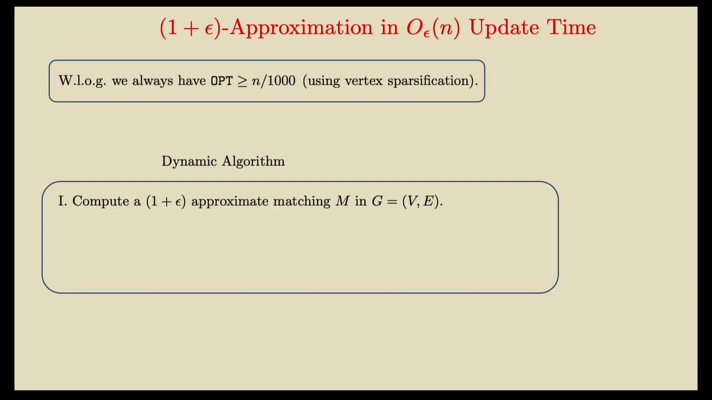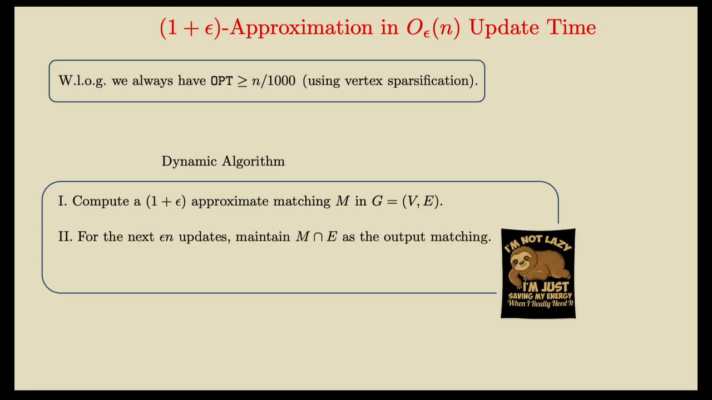Step 1, it is a dynamic setting, right. So, let us say at the start, at pre-processing, you compute a 1 plus epsilon approximate matching m in the input graph. Step 2, during the next epsilon n updates, you just be as lazy as you can. You had computed a matching m, just output the intersection of that initial matching with the edges that are currently present in the graph, and then at the end of this epsilon n updates, go to step 1, again recompute a matching in the current graph and keep doing this.